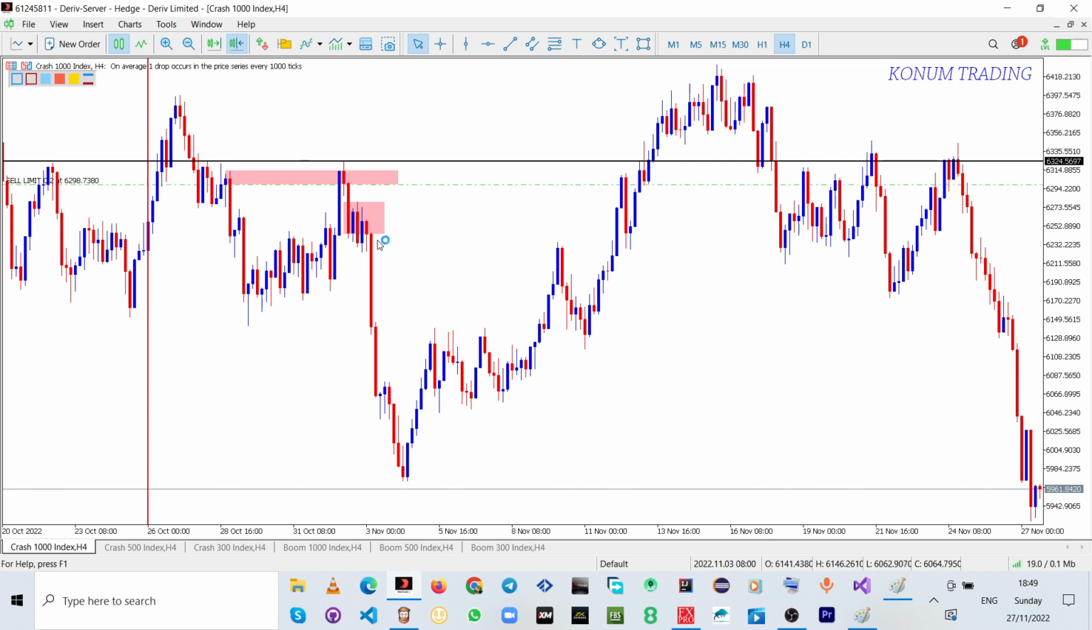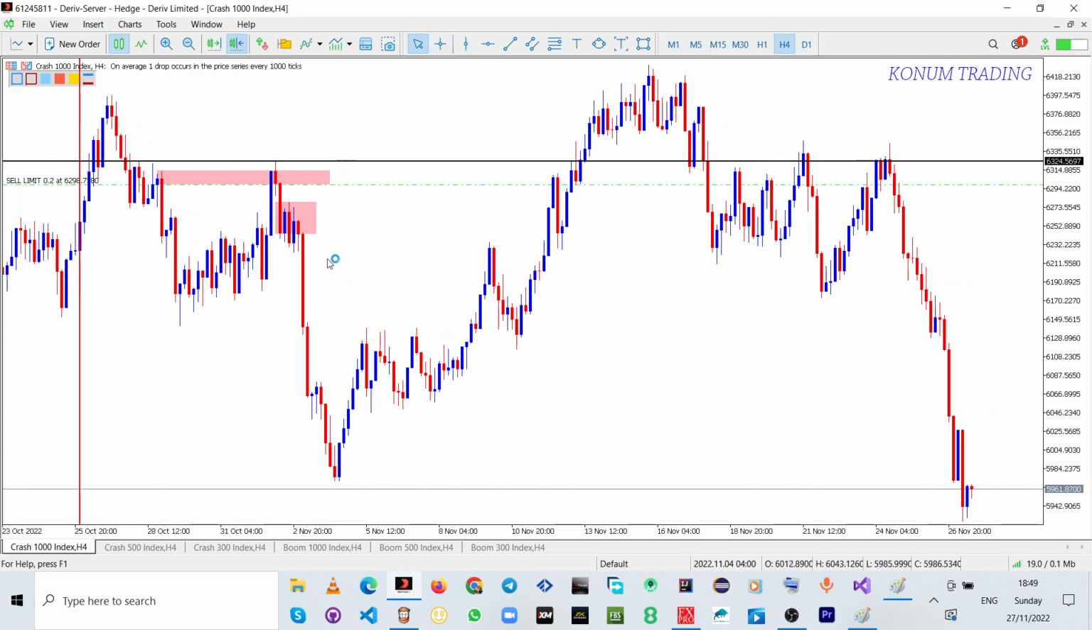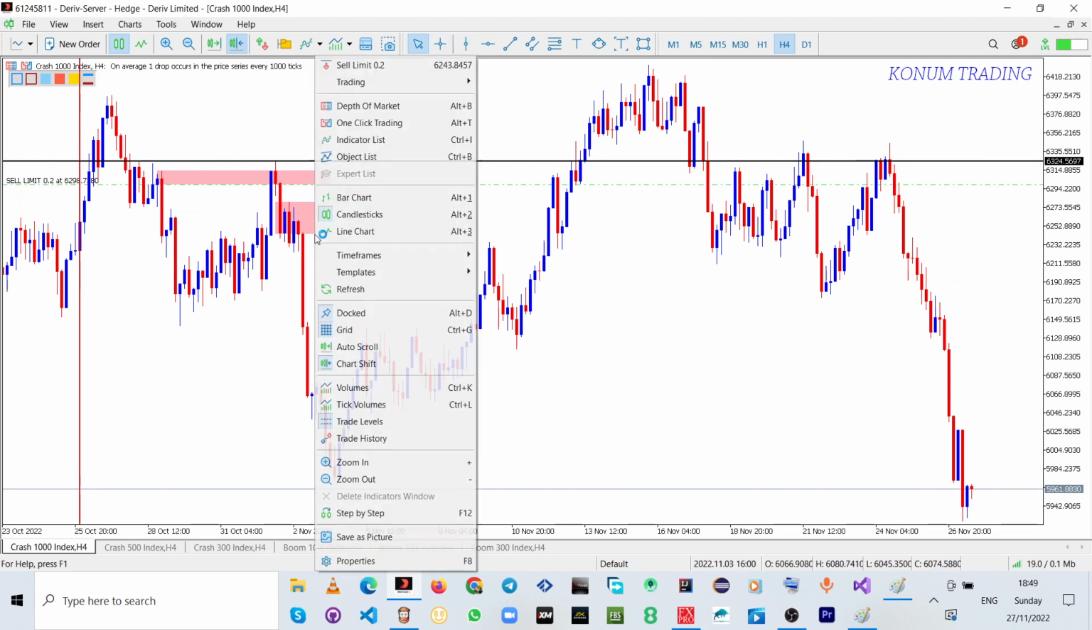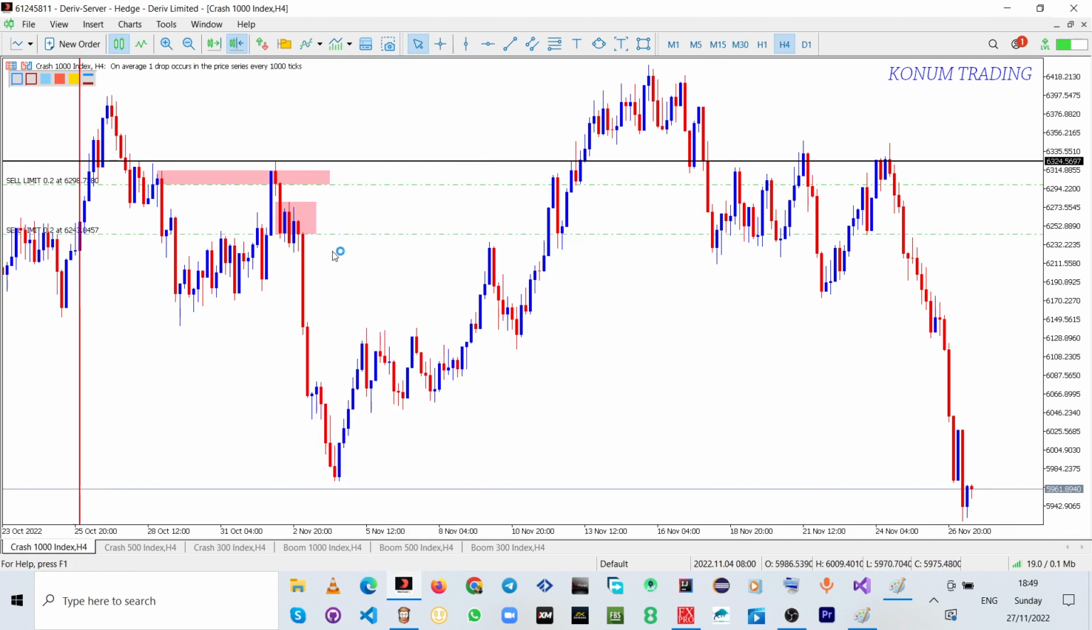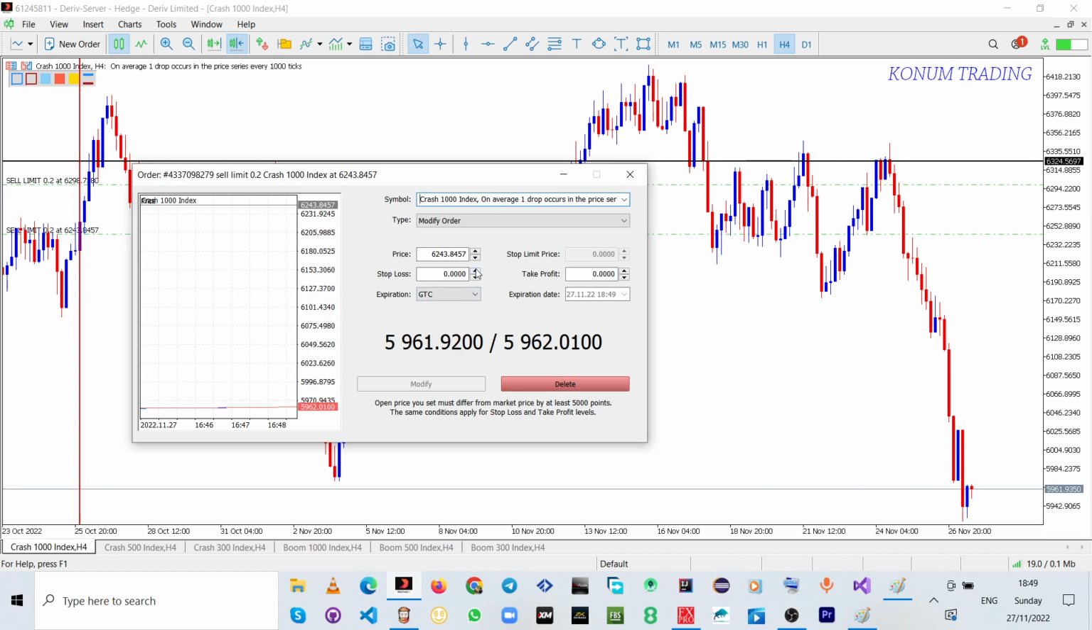Okay, my internet was acting up a bit, but now it's working. Let me try to set a limit order again on this part right here. Okay, so we're going to now set the stop loss and take profits. This is how you'll be doing it in real time.